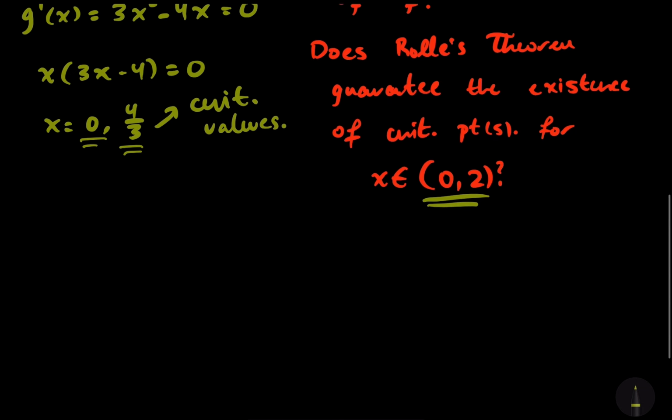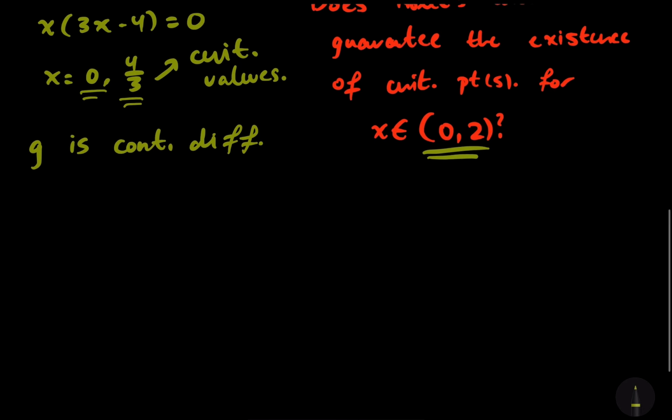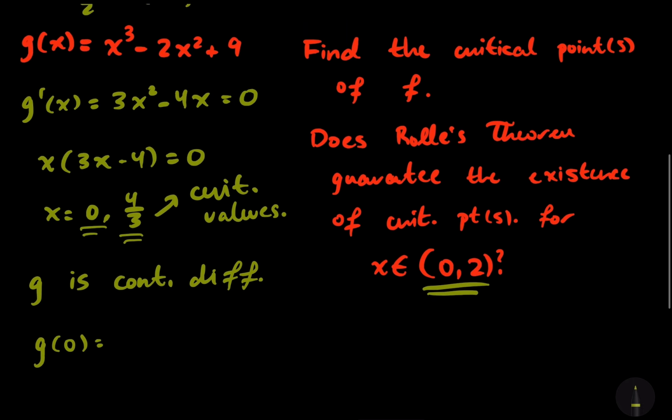And so we know that g is indeed continuous and differentiable for our interval. Again, it's just a polynomial function, so it's continuous and differentiable for all real numbers. And what we need to do now is just check whether the function evaluated at these endpoints are equal to each other. So let's see, g of 0, right, which is going to be equal to just positive 9.